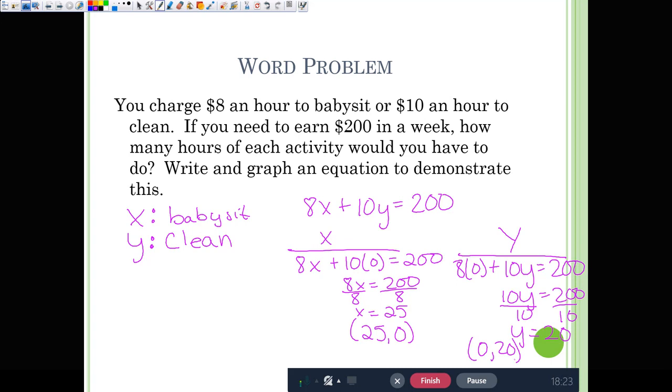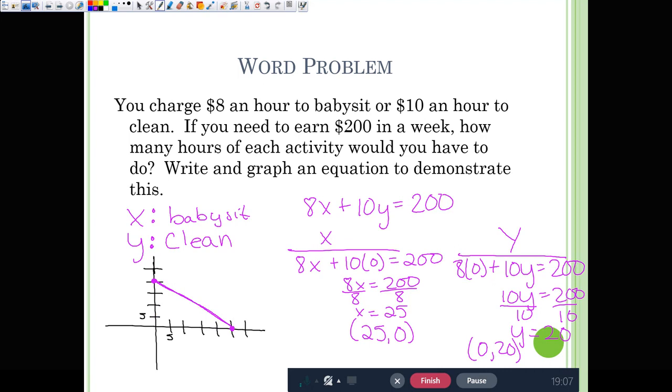So now I'm going to graph my equation. So I'm going to go up by 5, I guess. So if I'm plotting 0, 5, 10, 15, 20, 25. Am I going to ever have a negative amount of hours? No. So this is only going to go into our positive quadrant.